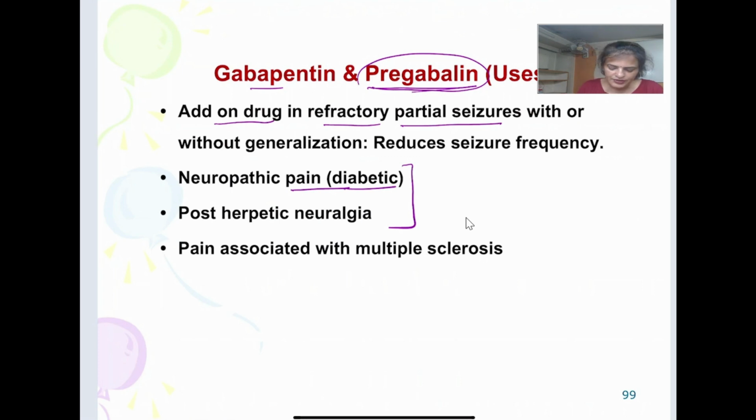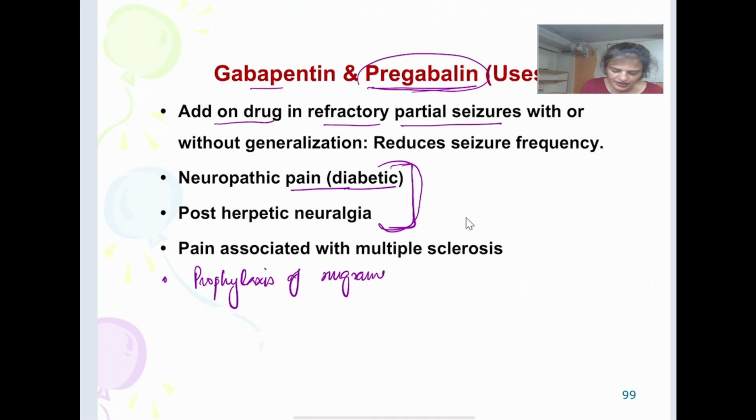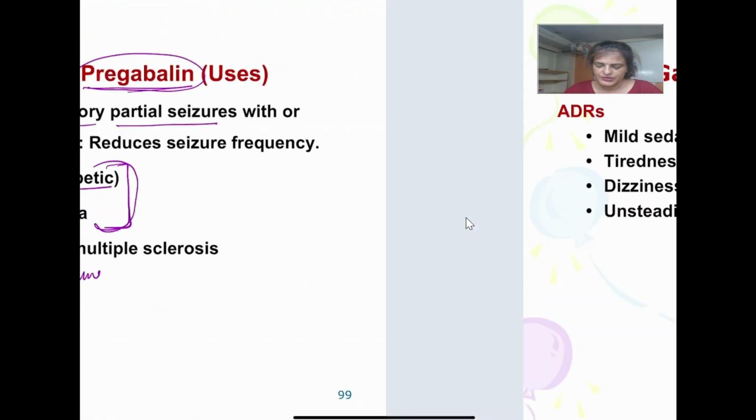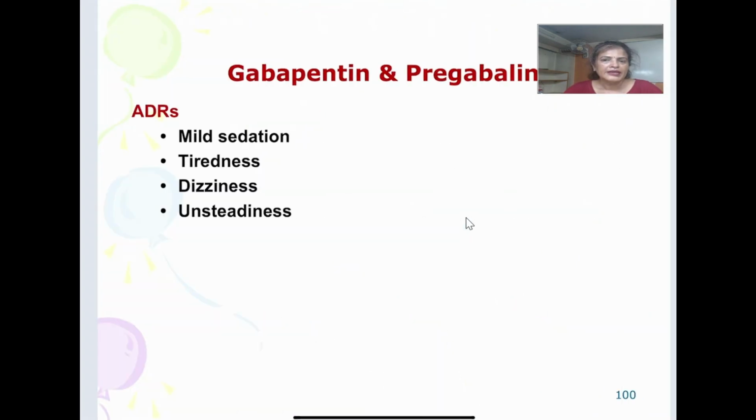Postherpetic neuralgia, for both of these you have to give it. In migraine prophylaxis, there also we can give it. For the prophylaxis of migraine, you give it. And then in phobic states, here also we can use it. Then pain associated with multiple sclerosis. So this is about gabapentin and pregabalin and their side effects. All four are there.